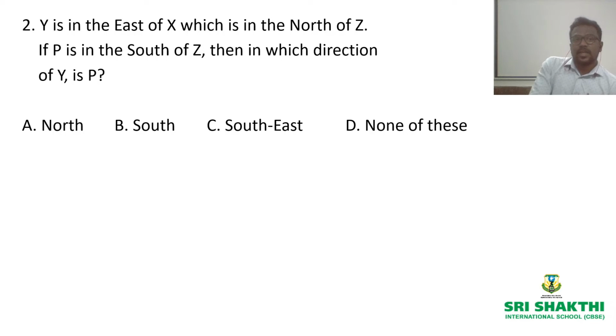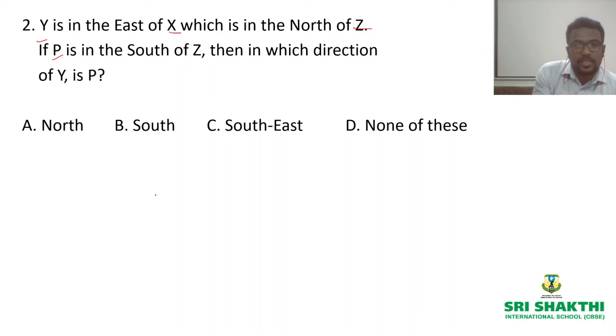Y is in the east of X, which is in the north of Z. If P is in the south of Z, then in which direction of Y is P? We are having Y, X, Z, P. So these are the four people or objects we can say, and with the help of the given clue we can draw the directions over here.